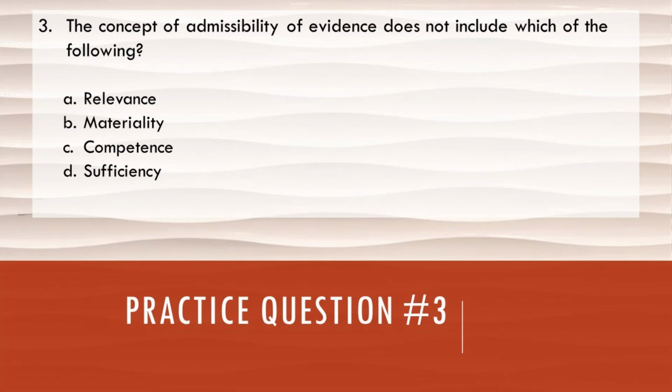However, with sufficiency, that's describing evidence as saying, is there enough evidence to determine a judgment or to make a verdict? So remember, evidence can be layered in that we can have documents such as contracts to show evidence. We could also have video recordings or audio recordings to show evidence. So sufficiency is not really a great indicator of admissibility of evidence. So that's why the answer is D, sufficiency.